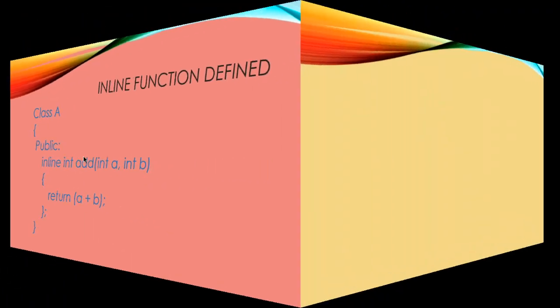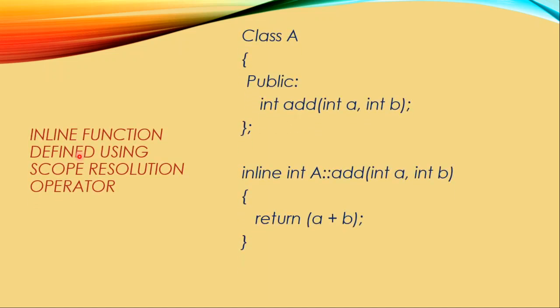And another way is that we can define the inline function using the scope resolution operator also. Let us see the example over here. As usual, the class A starts with the open brace and the specifier, then the function is mentioned, int add(int a, int b), and it is closed. Now the class is closed with the semicolon.